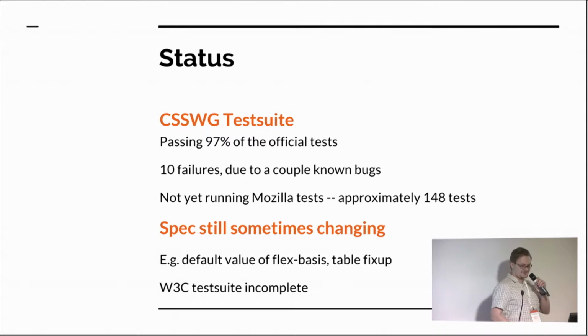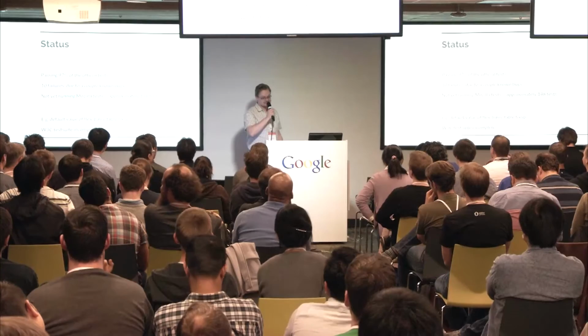The other issue is that the spec is still sometimes changing. A few weeks ago, the default value of flex spaces changed. Table fixup is now different. It's actually no longer required, which works out for us because we haven't implemented that yet. But the other issue is that the test suite is incomplete and it's not getting updated when the spec is changing. So the actual outlook is not quite as good as you might think from 97%, because there's a lot of tests that are missing. But I want to upstream some of the tests.